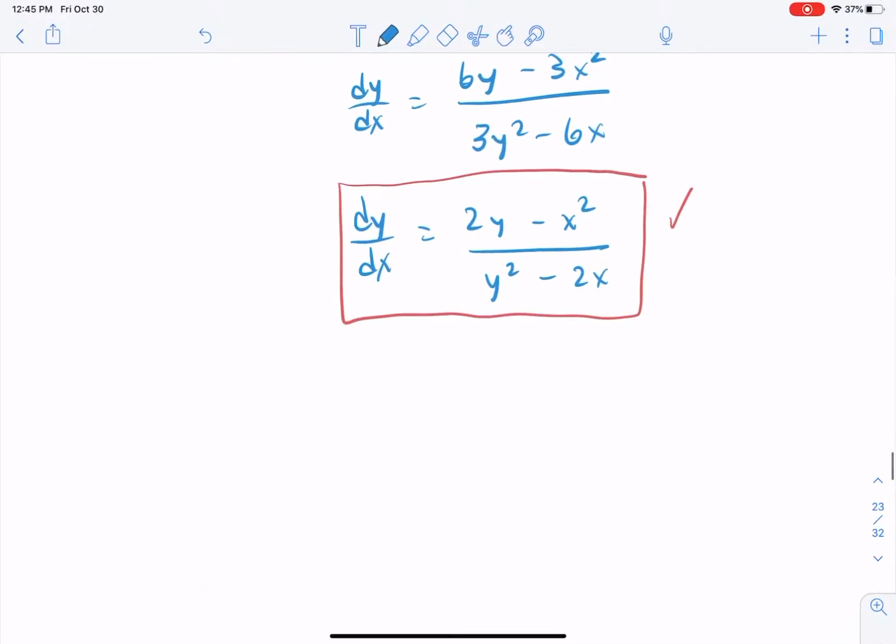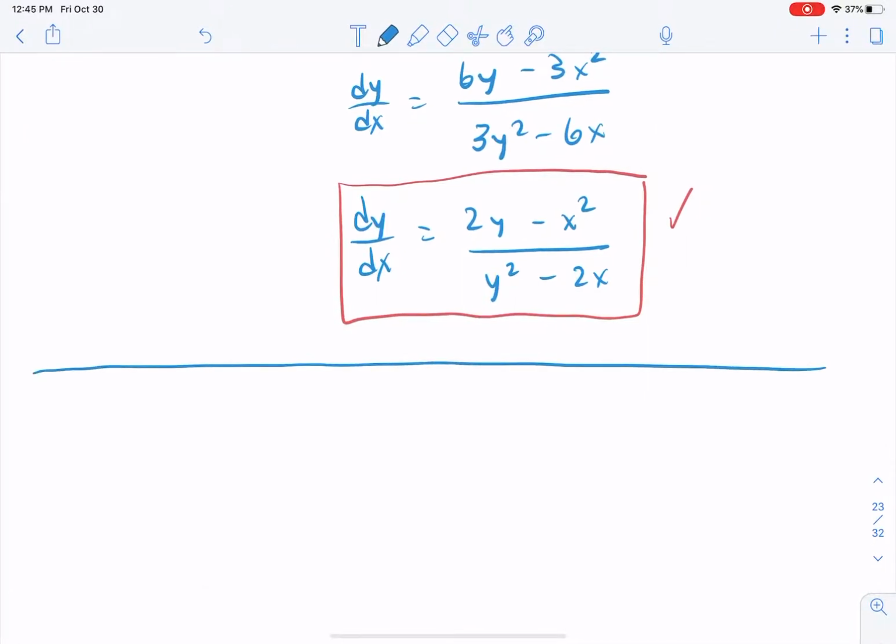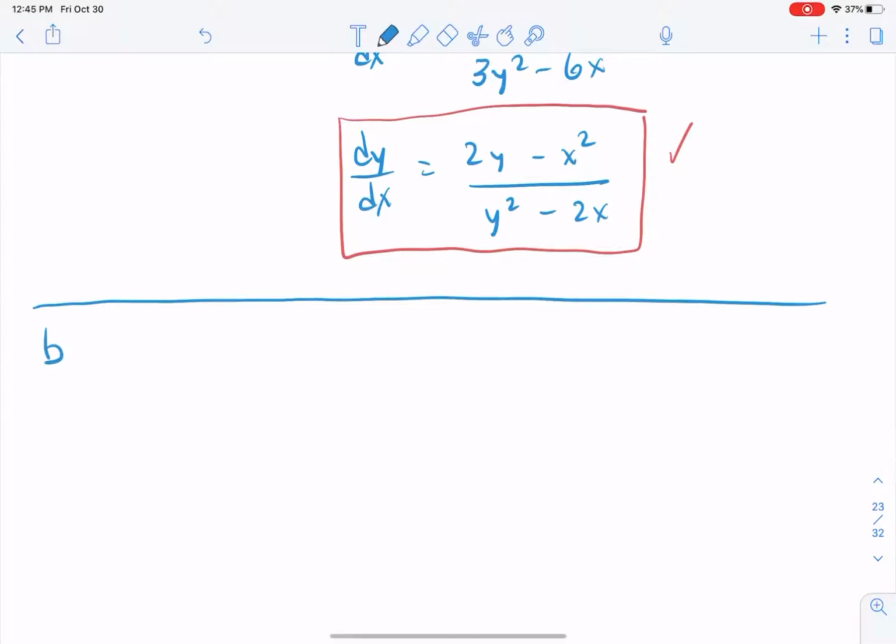Okay, so remember now on the second part, we wanted the equation of the tangent line. I think it was at 3, 3.